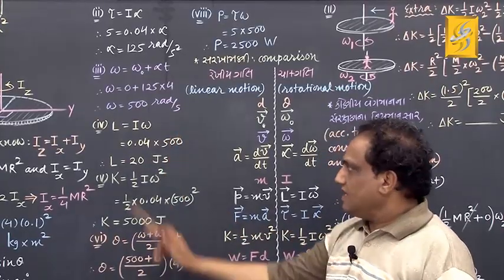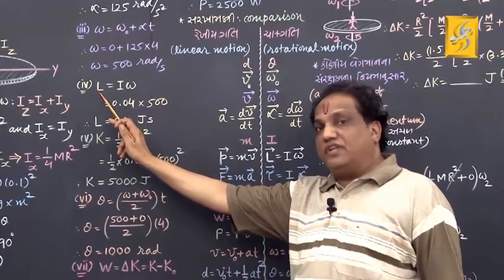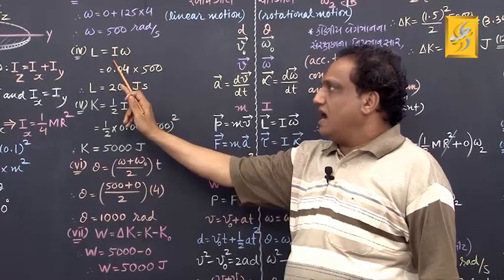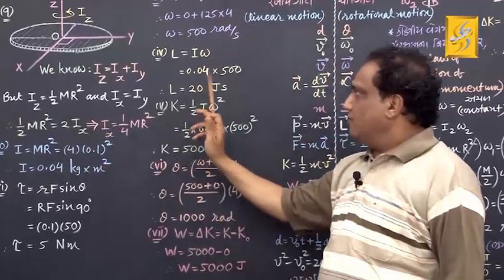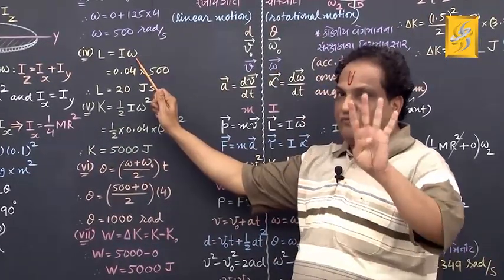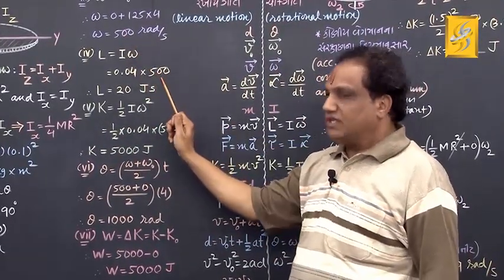Angular momentum of a rigid body, by formula, L equals I omega. The value of I we have found out is 0.04 kilogram into meter square. The value of omega at the end of 4 seconds is 500 radian per second.